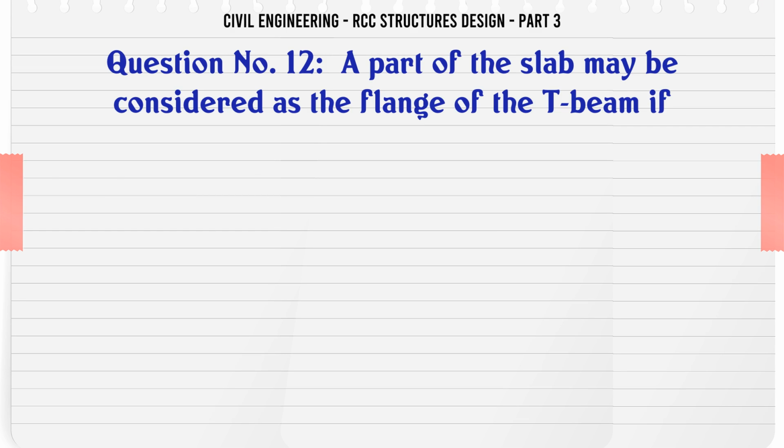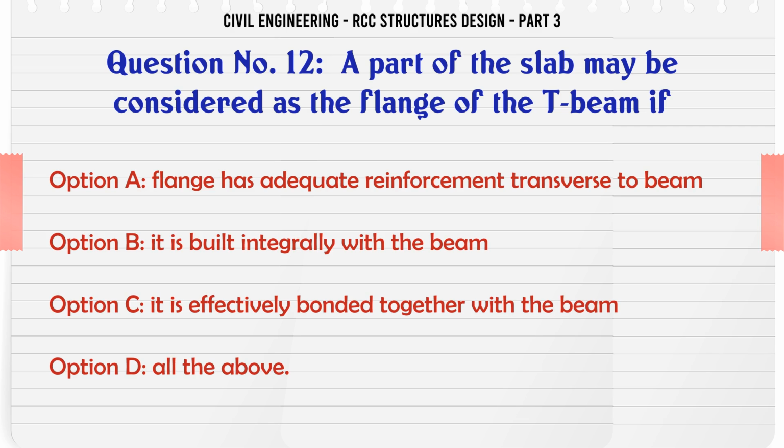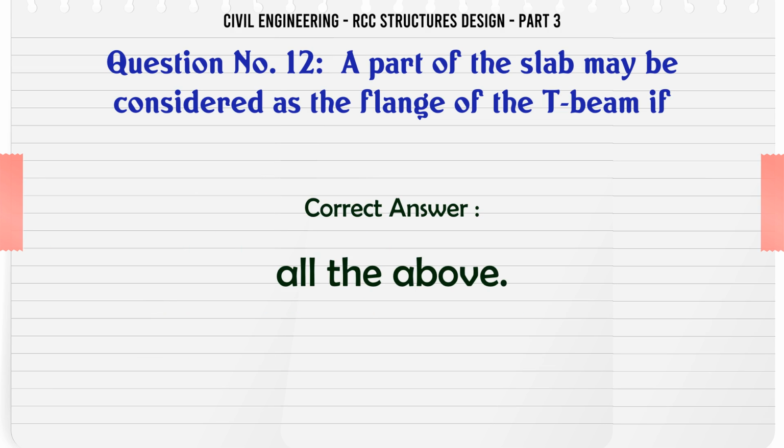A part of the slab may be considered as the flange of the T-beam if: A, flange has adequate reinforcement transverse to beam; B, it is built integrally with the beam; C, it is effectively bonded together with the beam; D, all the above. The correct answer is all the above.